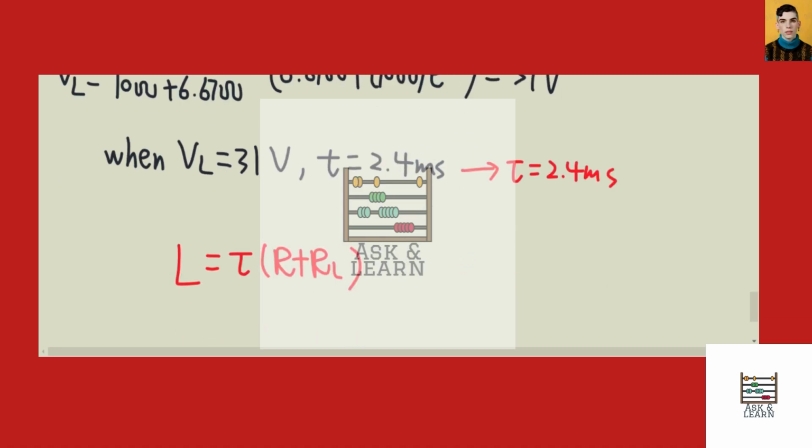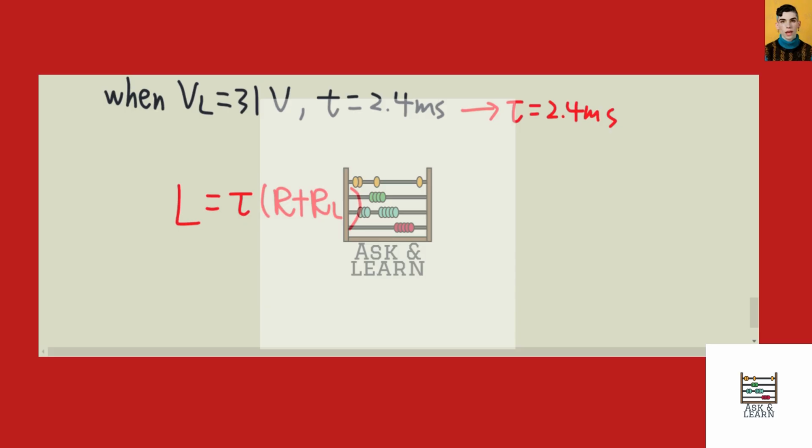Therefore, we can determine the inductance, which will have L is equal to tau times (R plus RL). If we plug in the values, we'll have 2.4 millisecond times (10 ohm plus 6.67 ohm), and this will give us the inductance is equal to 40 millihenry. And these are the answers for this question.